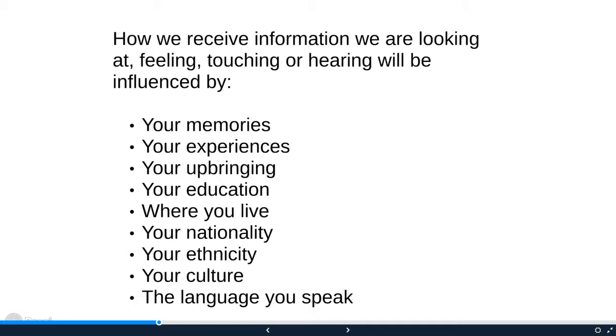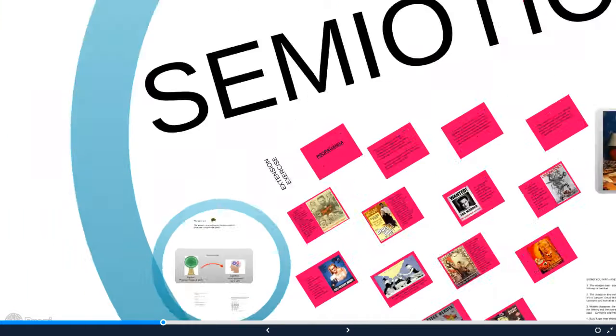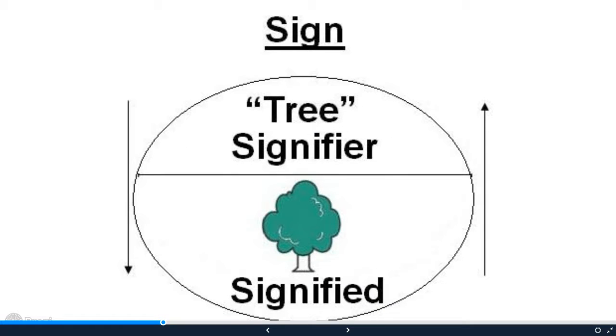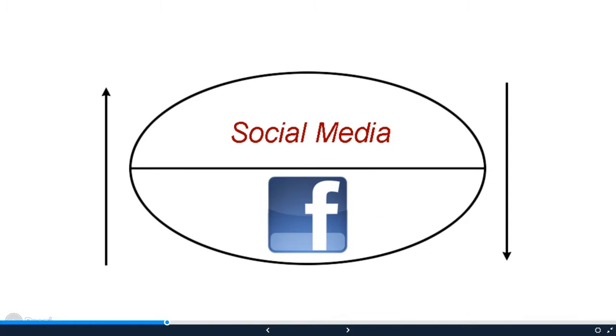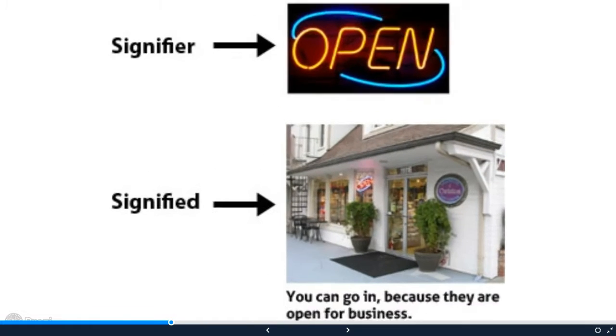But we all see things differently, of course, based on our own memories, our education, our nationality, our culture, our language. Through our own personal filter, the prism of our own selves, we receive information differently. It's influenced by these different variables. Ultimately, a sign is always made up of these two parts here. The physical part itself, then the actual meaning and the idea it evokes in the mind of the recipients.